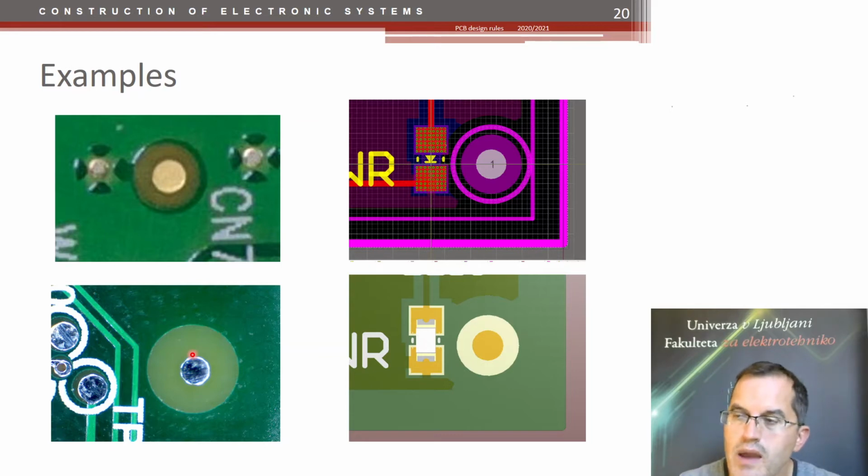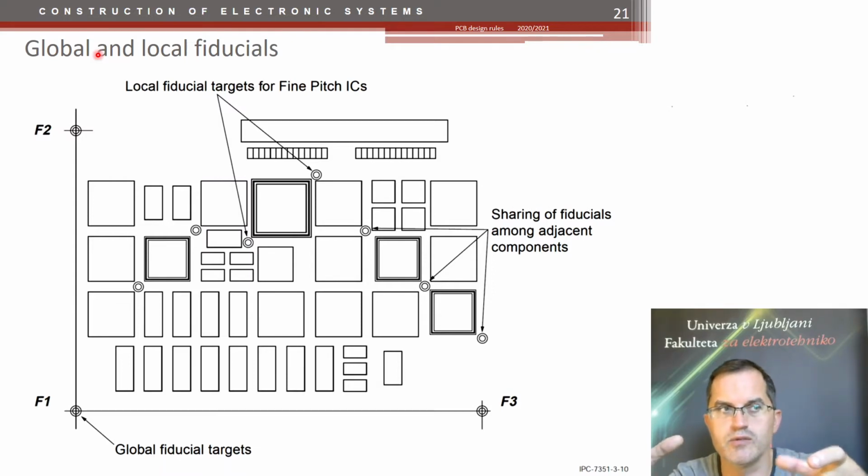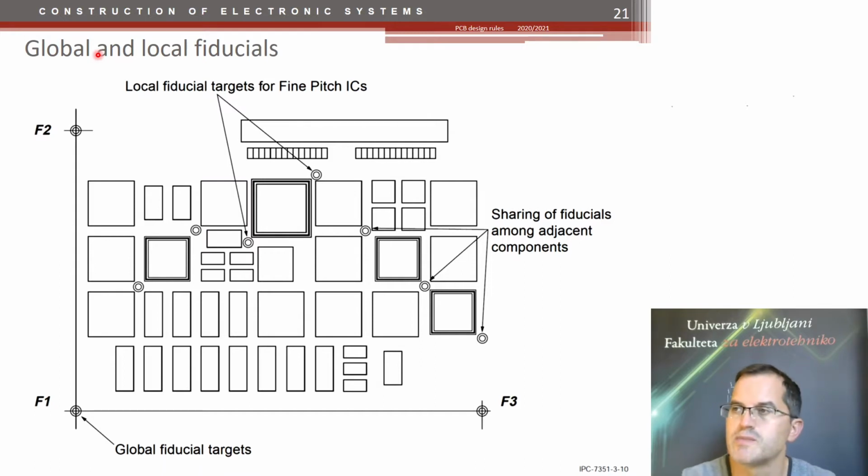And how many of these fiducials should you put? Well, at least 3 global fiducials are necessary, and these 3 global fiducials are used to orient the whole PCB for the machine to get the correct coordinate system. So it needs to orient the PCB and also check for the height. So that's why you need 3 points in a 3-dimensional space.